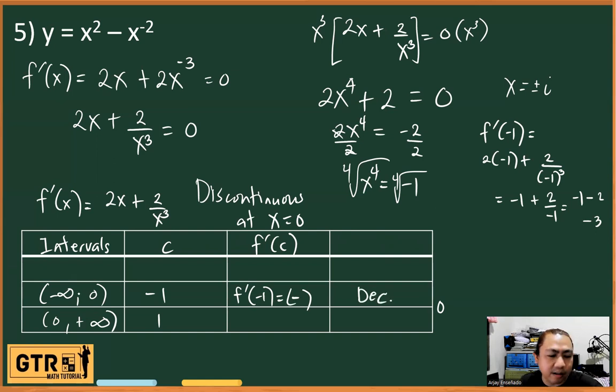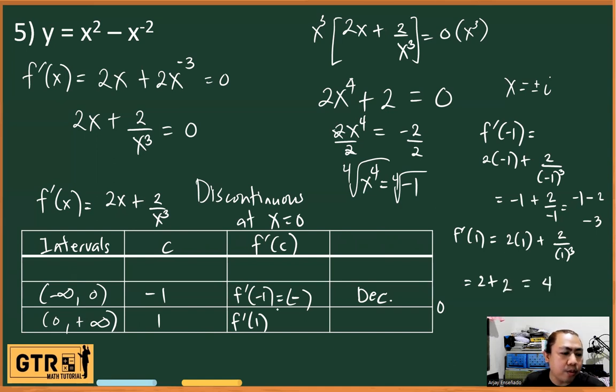Okay, so decreasing in this interval, negative infinity to 0. And then we have f prime of 1, kahit anong number. So we have 2 times 1 plus 2 over 1 cubed. So therefore we have 2 plus 2 over 1, so that is 2. So therefore the answer is 4, which is positive. Therefore, increasing. Okay, so yun.